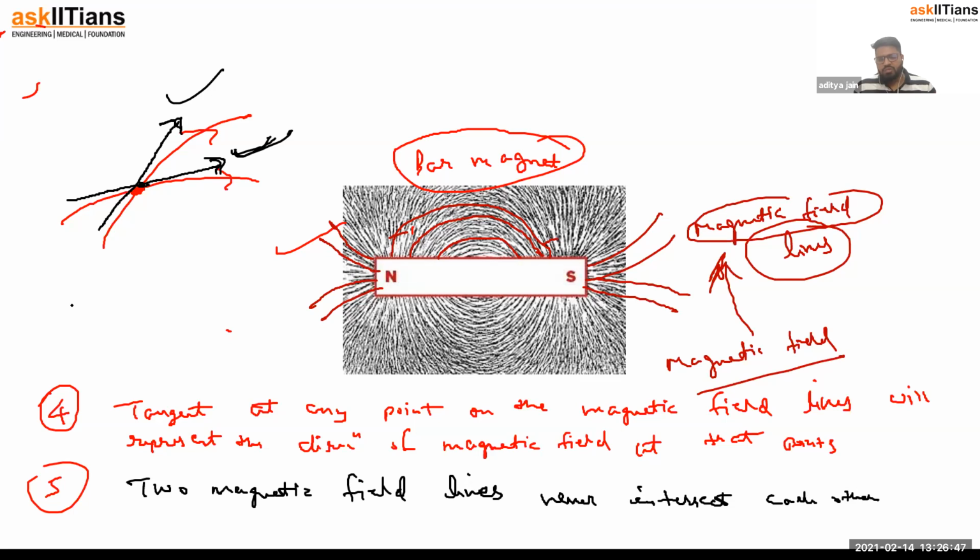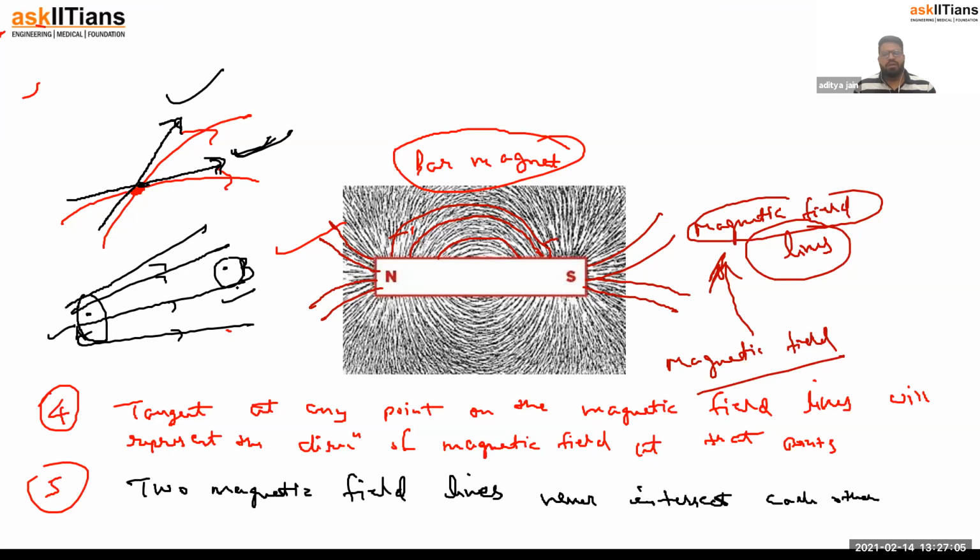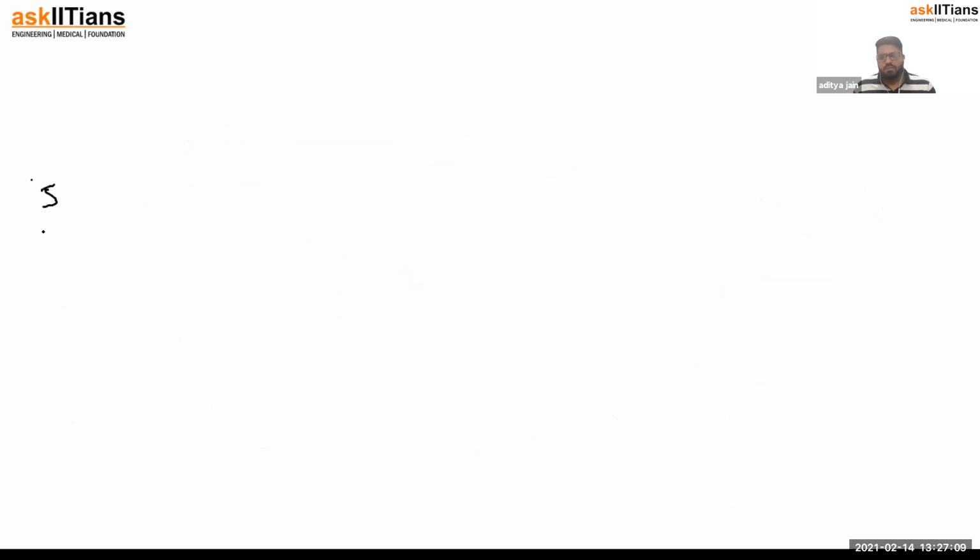Suppose I am giving you two situations. Suppose these are the magnetic field lines like this. One is point A, one is point B. You can see the field lines are closer at point A in comparison to B. Yes or no? So there is another property: the closer the magnetic field lines, the stronger will be the magnetic field at that point.